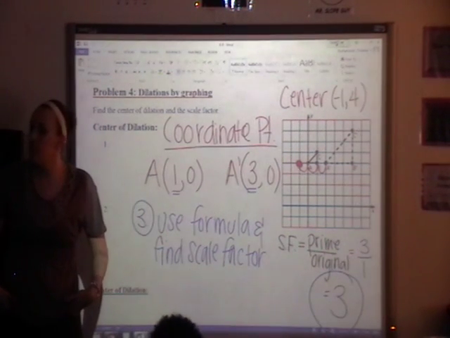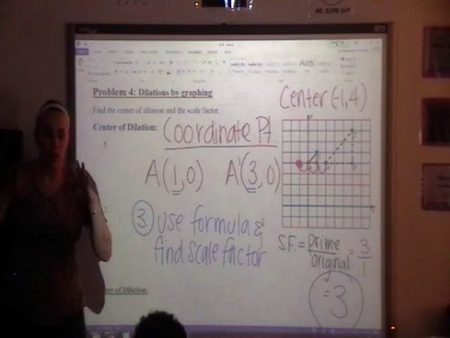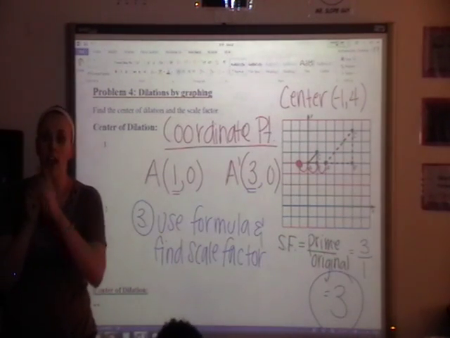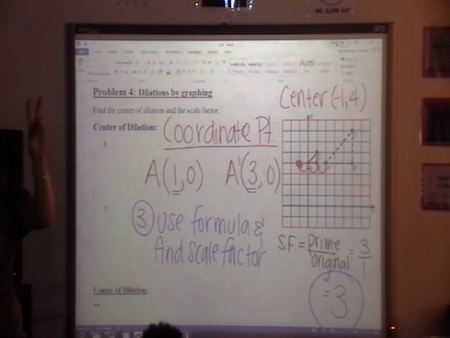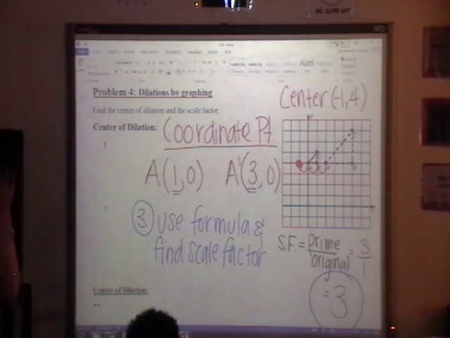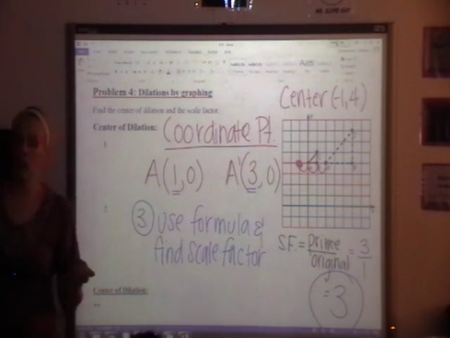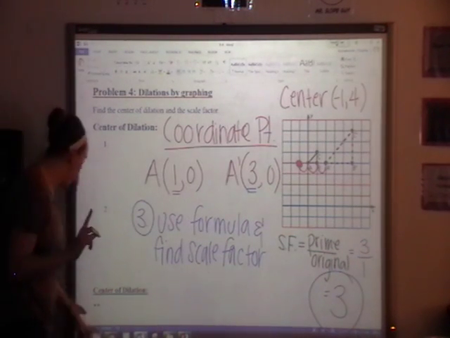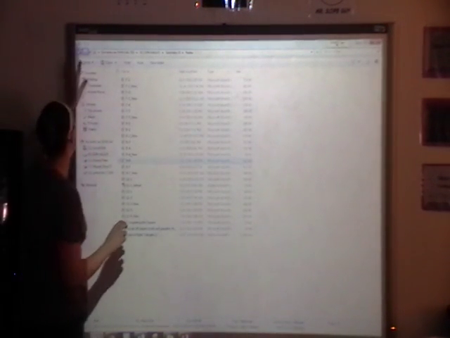All right, guys. So that's how it's going to work. You have to find center. You treat center like origin. You find your coordinate points, A prime, B prime, C prime. Doesn't matter which one you choose. And then you use X or Y to figure out your scale factor. Let me give you an example because I know you guys are going to freak out.